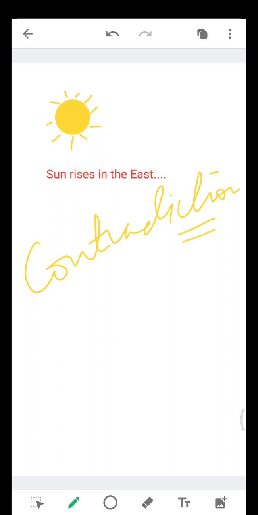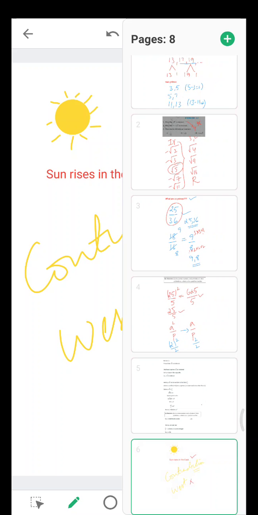In the contradiction method, what happens? We assume the opposite of that. Opposite means we assume that the sun rises in the west. This is called the contradiction method, and later on we will prove that the sun doesn't rise in the west, so we can say that it rises in the east. This is the meaning of the contradiction method. So in the contradiction method, we suppose the opposite of something.